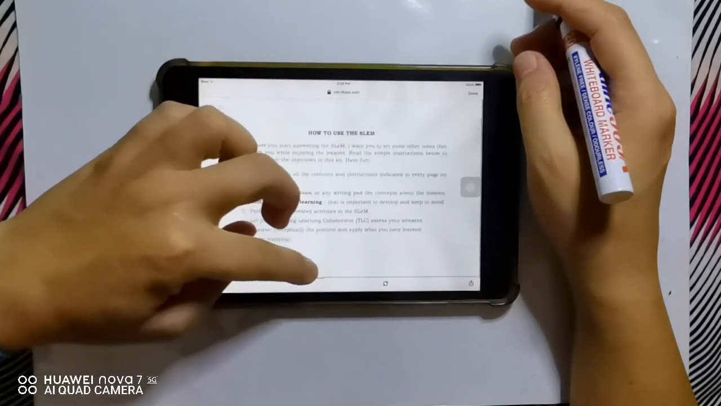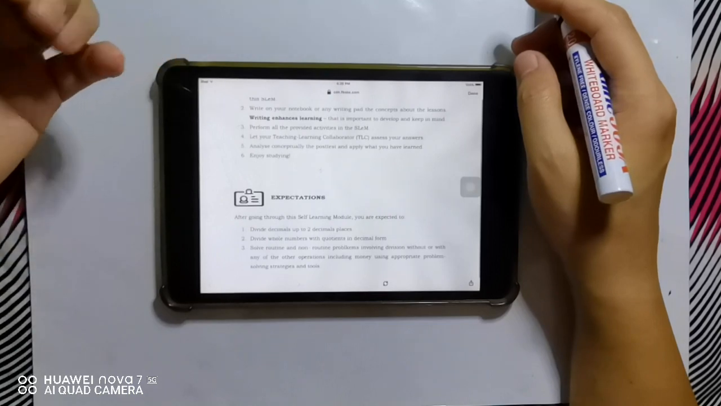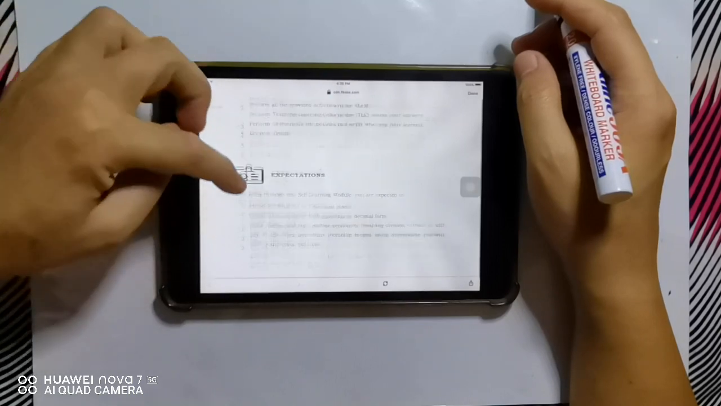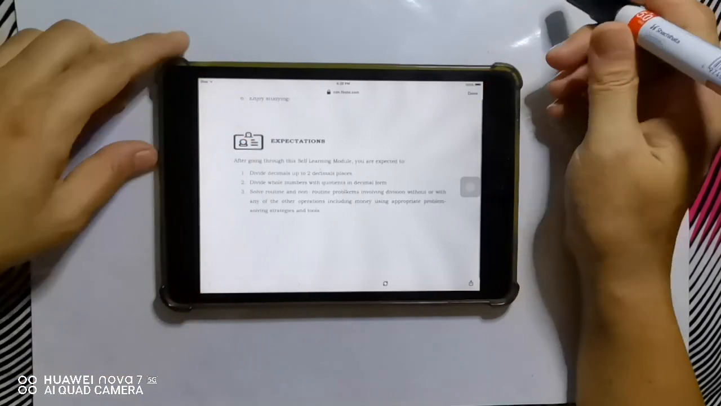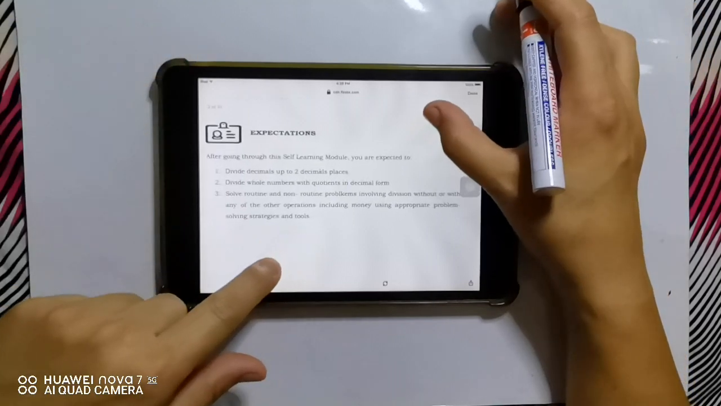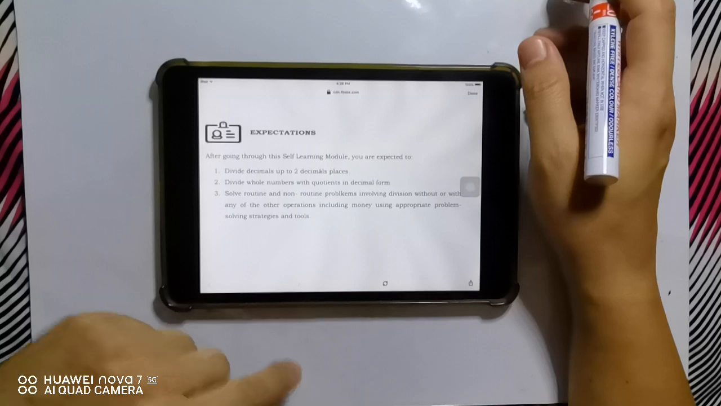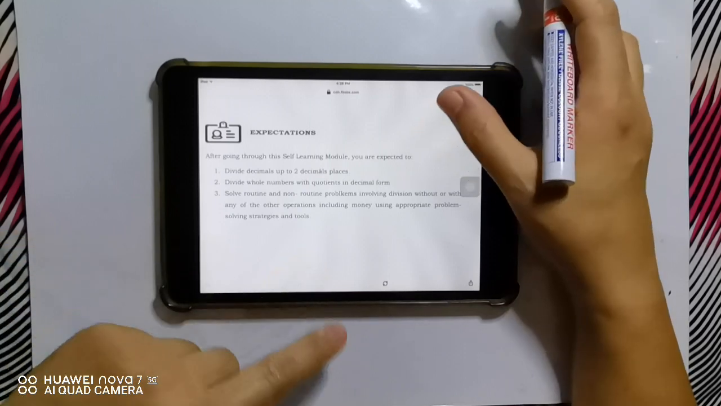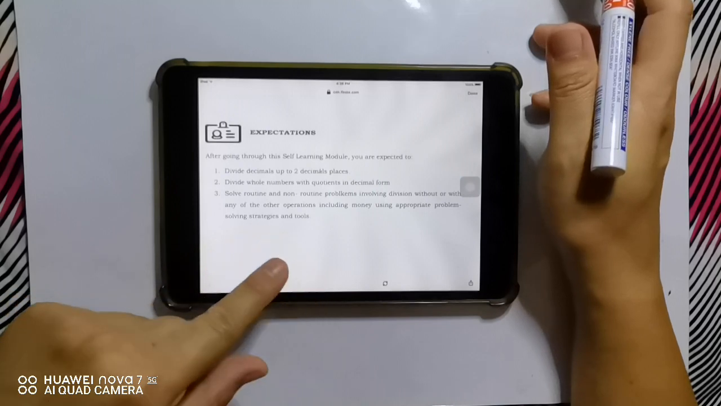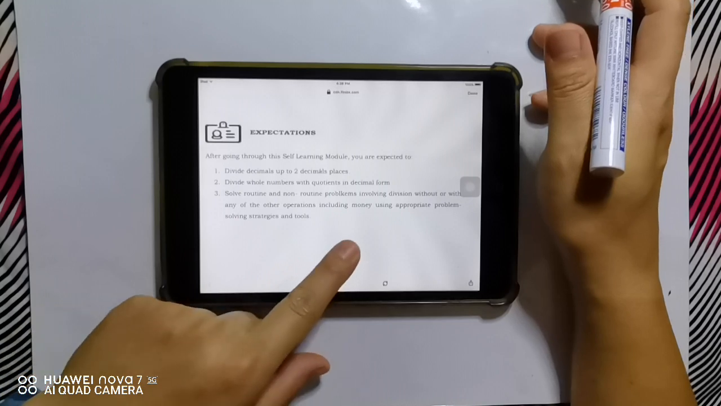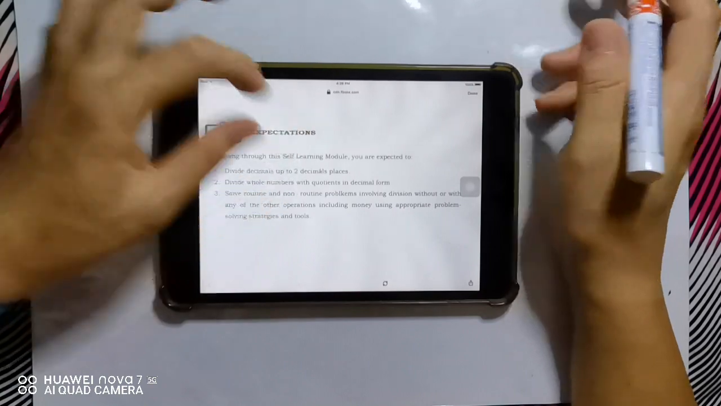So we are done with multiplying, we're done with addition and subtraction. So this is the last part, which is division of decimals. So sabi dyan, after going through the self-learning module, you are expected to divide decimals into two decimal places, divide whole numbers with quotients in decimal form, solve routine and non-routine problems involving division without or with any of the other operations including money, using appropriate problem-solving strategies and tools.